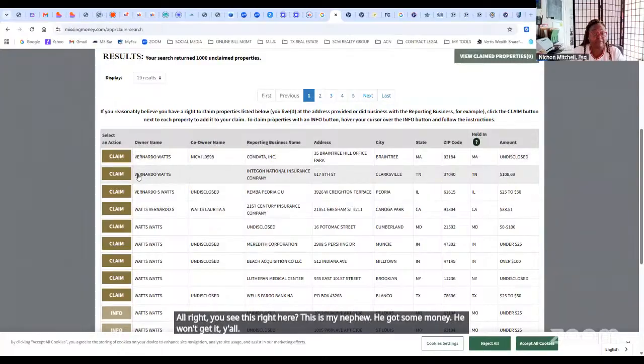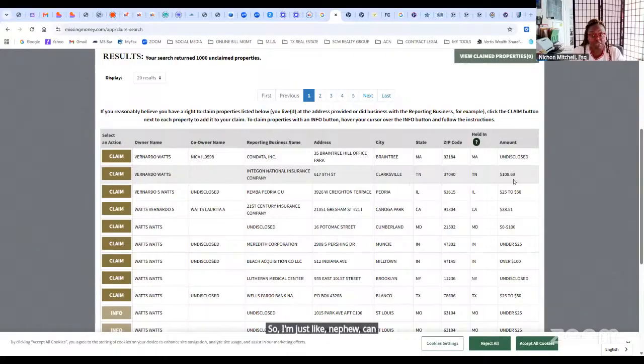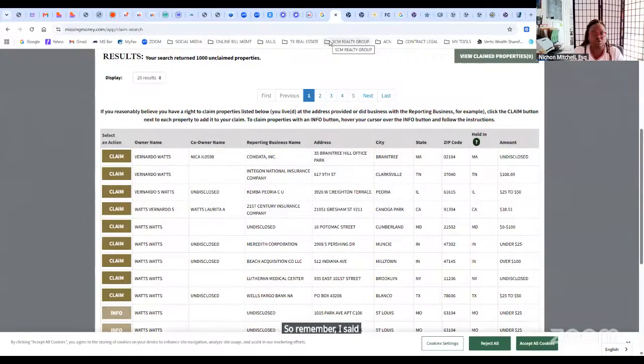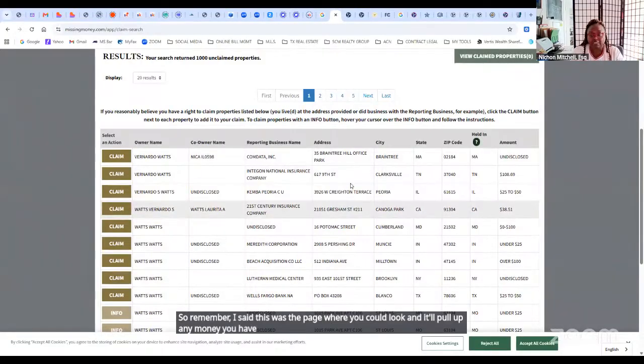So I'm just like, nephew, can I claim this money for you? Because this is real money. Who can use $108.69 right about right now, right? So remember, I said this was the page where you can look and it'll pull up any money you have. And see this Peoria? I have this right here.